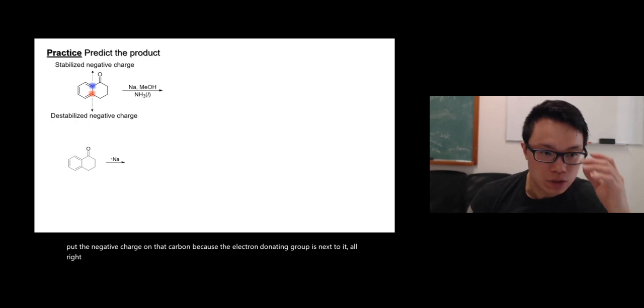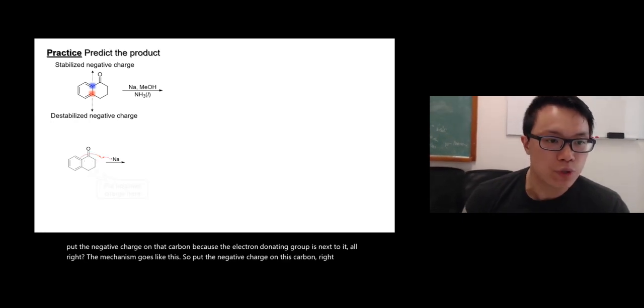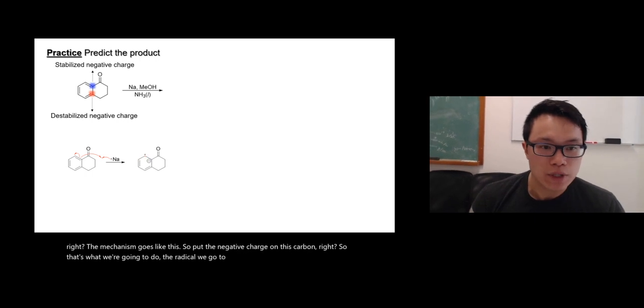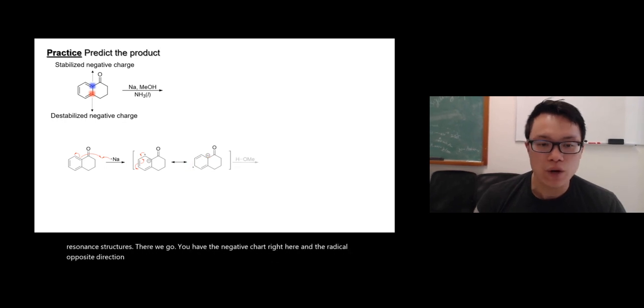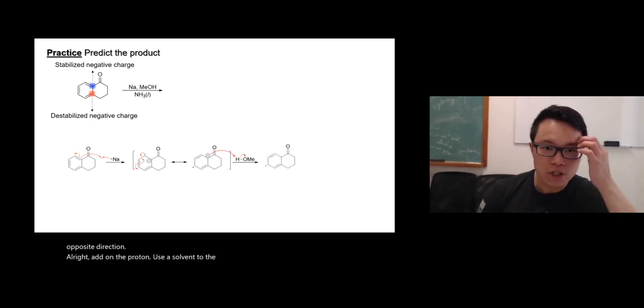All right, the mechanism goes like this. So put the negative charge on this carbon. The radical will go to the carbon next to it. Draw resonance structures. There we go. You have the negative charge right here and the radical in the opposite direction. Yeah. All right. Add on the proton using a solvent. Ta-da! You get one double bond reduced.